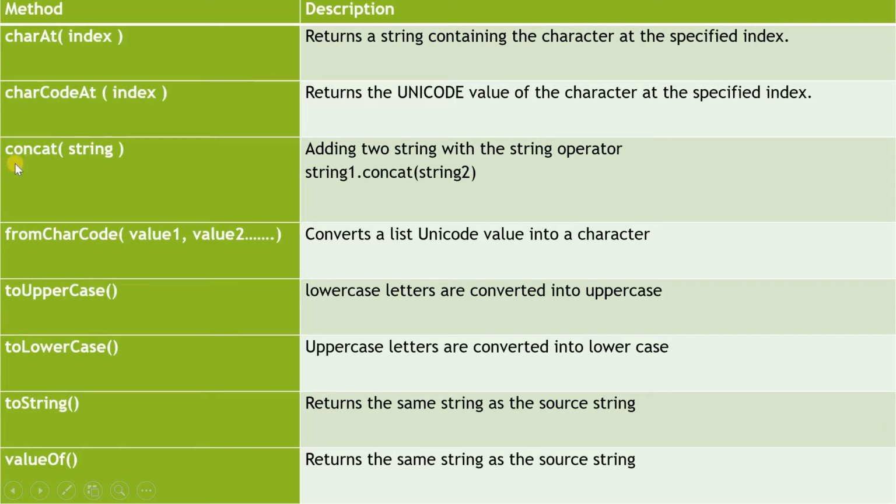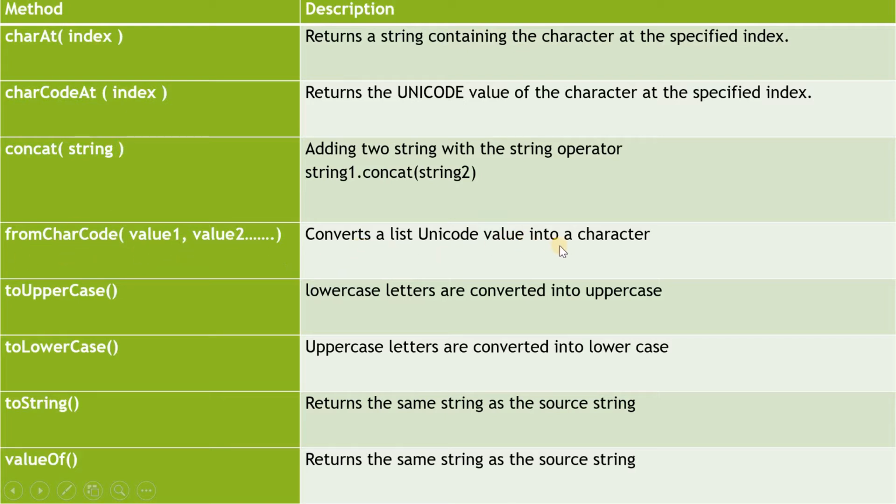Coming to the methods of the string. These are some of the common methods that we can operate using the string object. charAt(index) is used to return the character at the particular index. charCodeAt(index) is used to return the character code at the corresponding index. concat is used to join two strings.